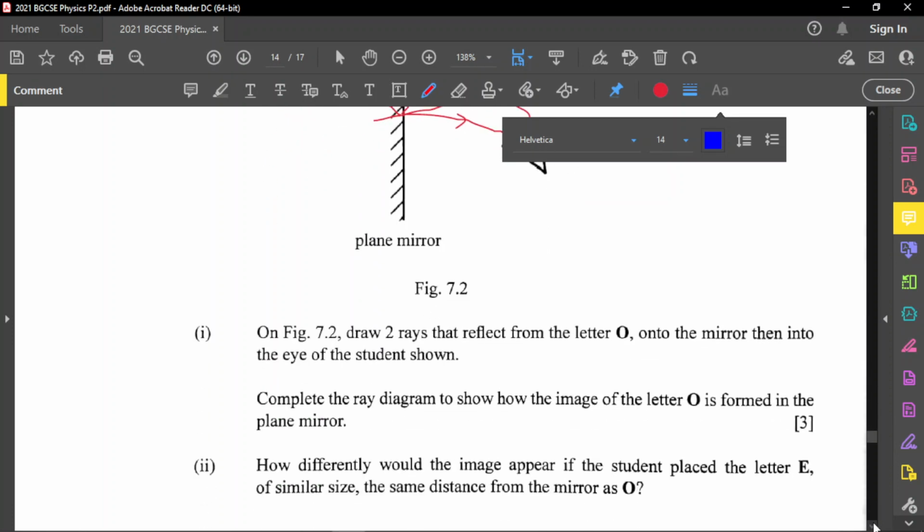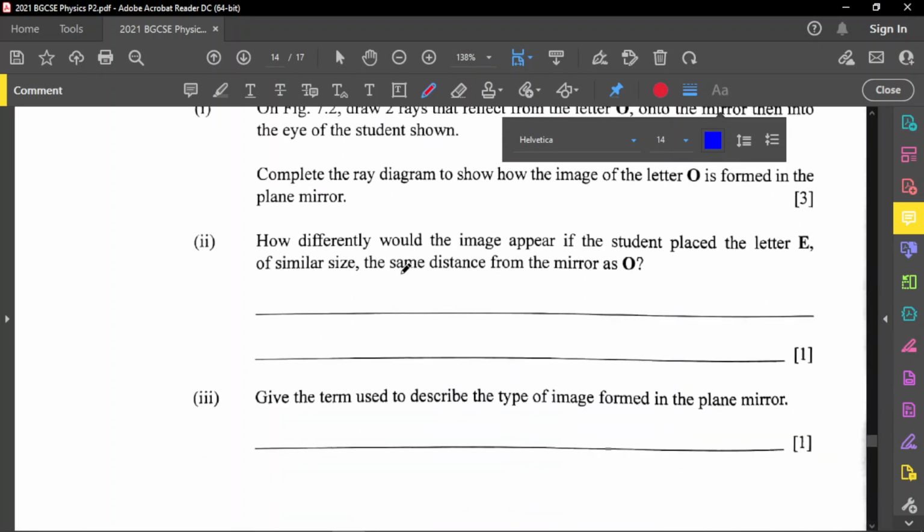Part 2 now is how differently will the image appear if the student placed the letter E of similar size the same distance from the mirror as O. So now the person uses an E and not an O. If you use an E, it will look inverted. As a matter of fact, anything in a plane mirror is laterally inverted. So left becomes right and right becomes left. But with the O, since both sides are the same, you're not going to see the difference. So here it's going to appear as laterally inverted.